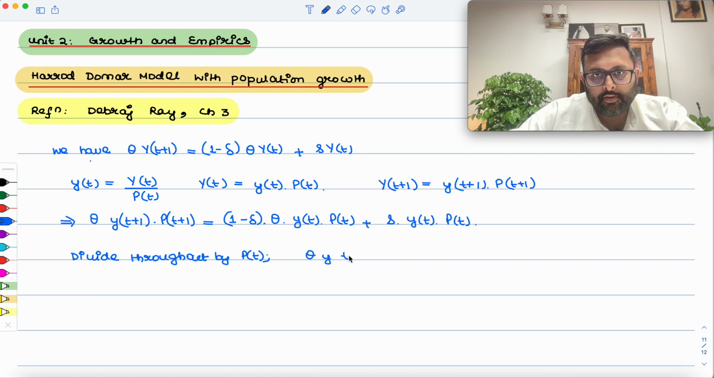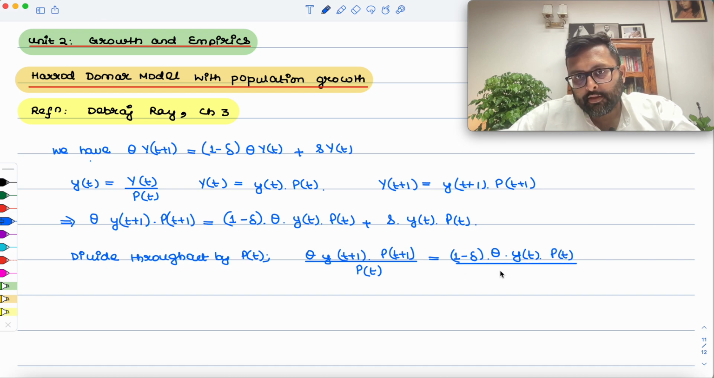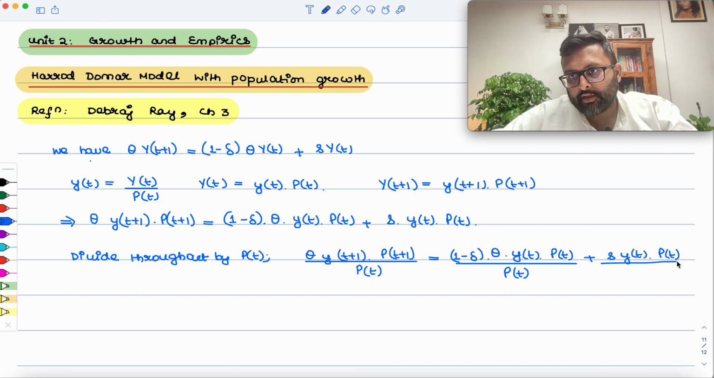Divide throughout by P_t. So you have theta y_{t+1} P_{t+1} upon P_t equals (1 minus delta) theta small y_t small p_t plus s small y_t, upon P_t. Fair enough.